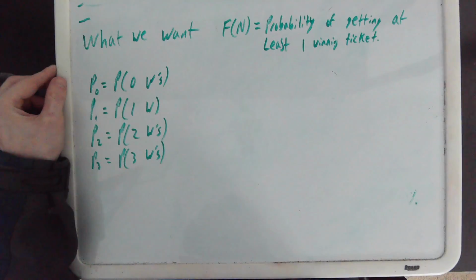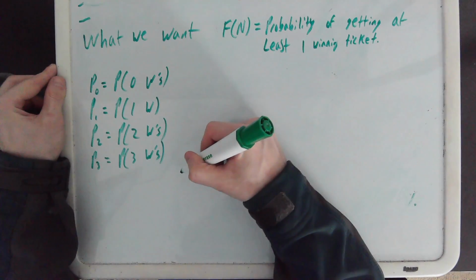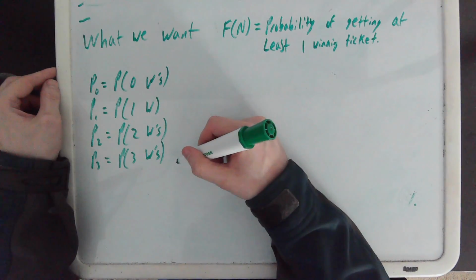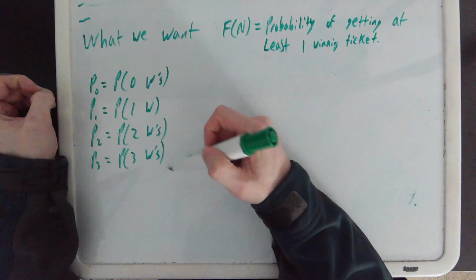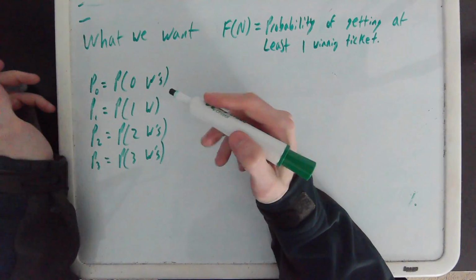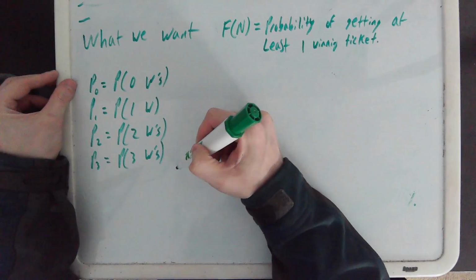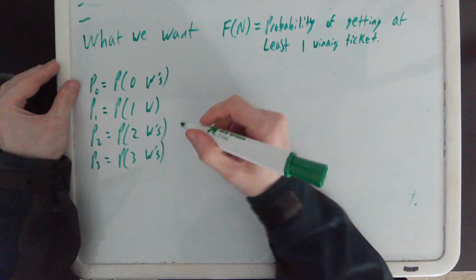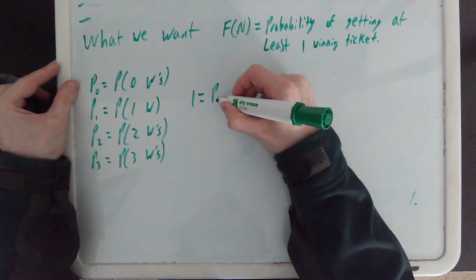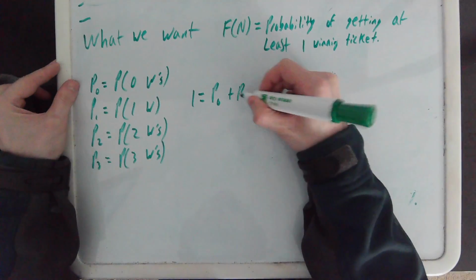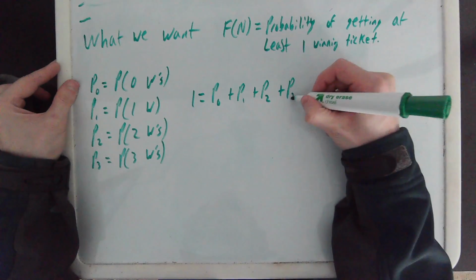One thing we can notice is that these are the only outcomes that can happen for n equals 3. If we have 3 lottery tickets, there's no way we can get, for example, 4 winning tickets, and there's no way we can get any less than 0, like we can't get -1 winning tickets. So all of these added together need to equal 100%, or 1.0. So we can say that 1 equals the probability of getting 0 winning tickets plus the probability of getting 1 plus the probability of getting 2 plus the probability of getting 3, and so on.